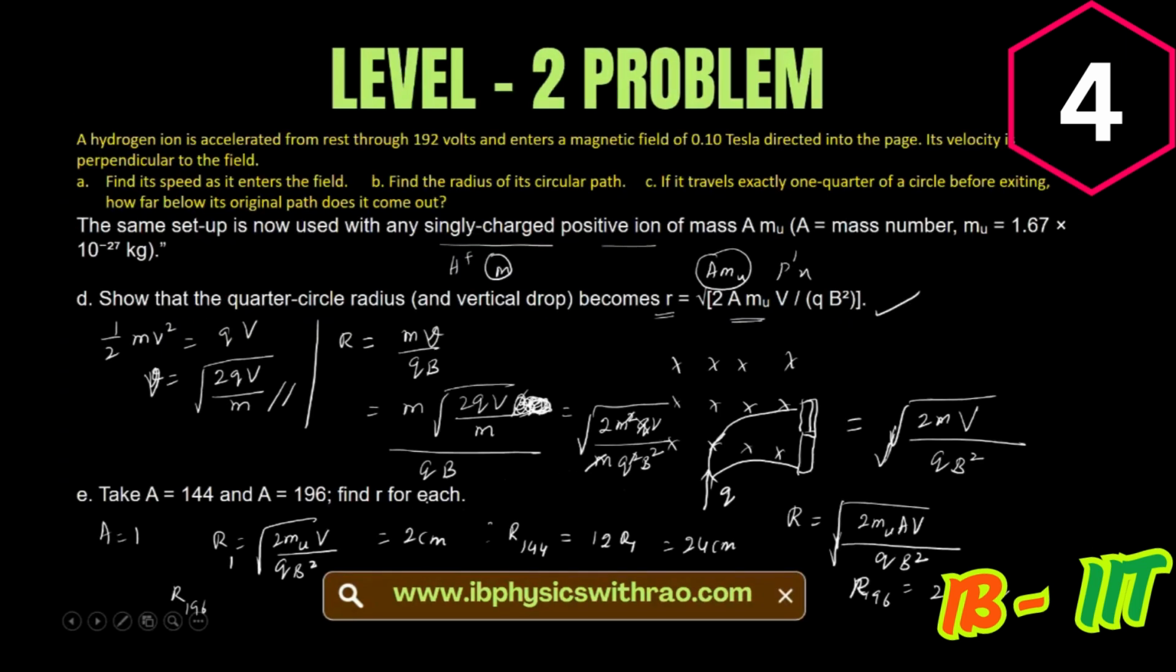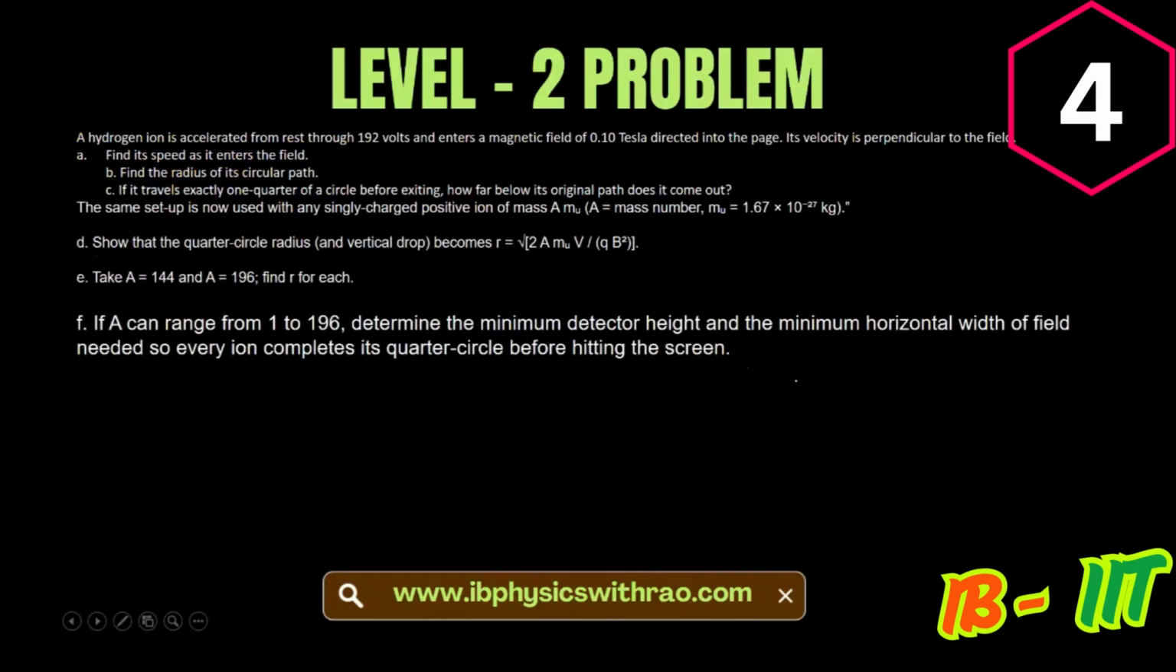Find R for each. Okay, the major thing is that we need to prove this one. So this we have already done. Next, if A can range from 1 to 196, determine the minimum detector height and the minimum horizontal width of the field needed so that every ion completes its quarter circle before hitting the screen.